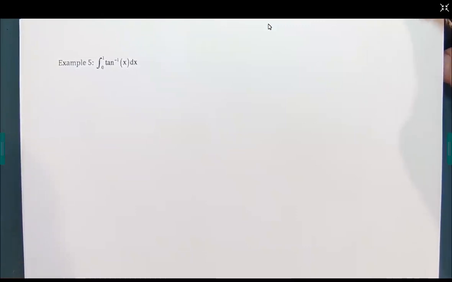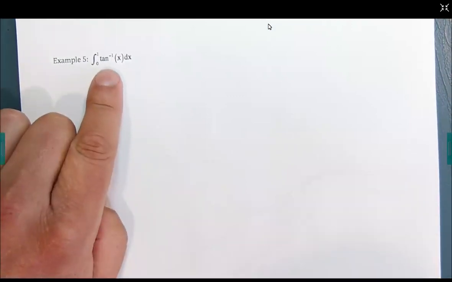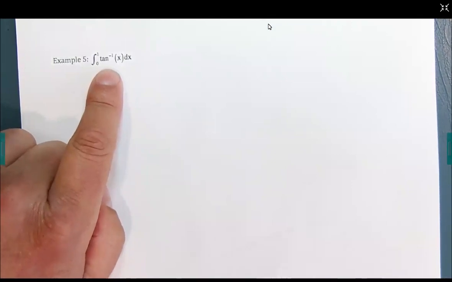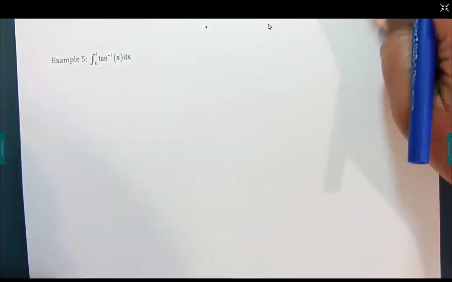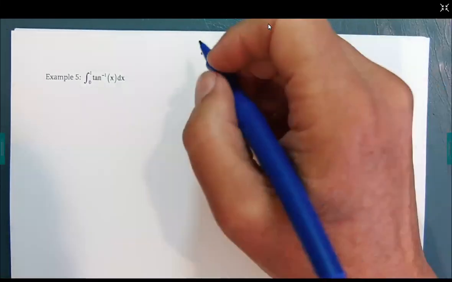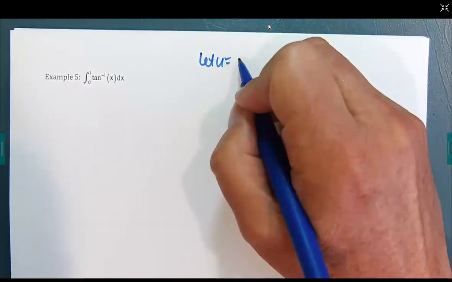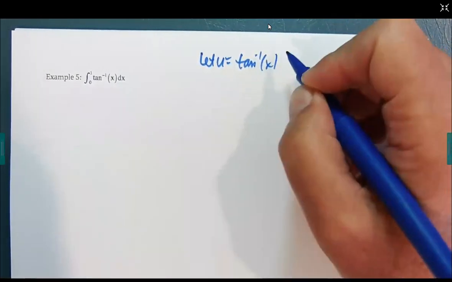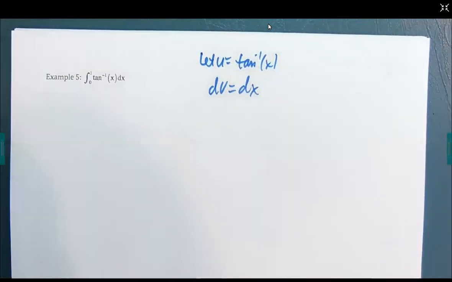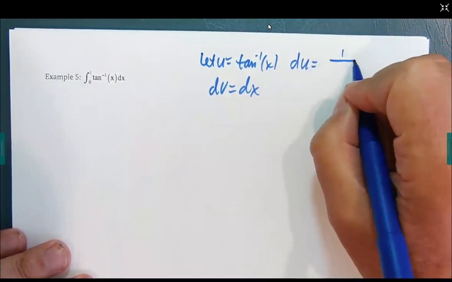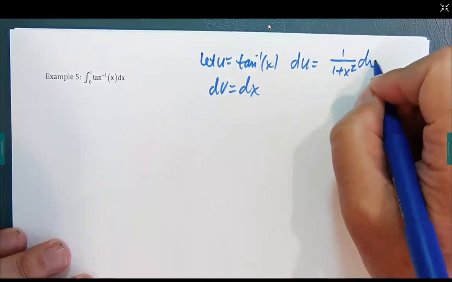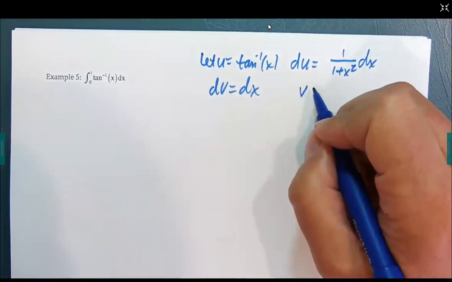What about a definite integral? No problem. For our definite integral, you'll notice, first of all, that we only have one function here. So that's going to be our inverse trig function. So that's going to be our u. Let u be inverse tangent of x. dv is just going to be dx again. Now, if you remember, the derivative of inverse tangent is 1 over 1 plus x squared with our dx, and our v is going to just be x.